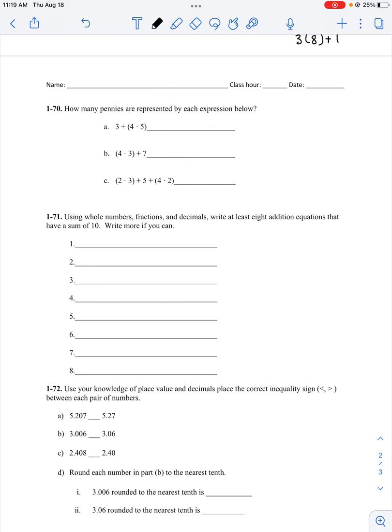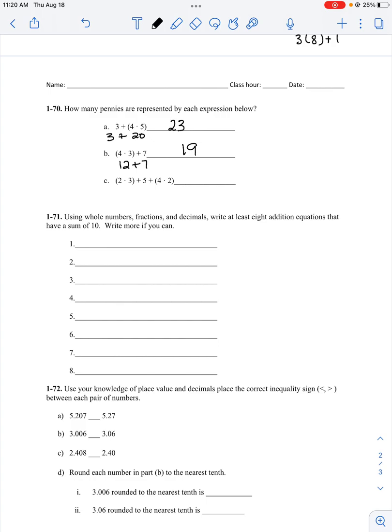How many pennies are represented in each expression below? Okay, order of operations says I'm going to do any multiplication first. So I'm going to look at 4 times 5 first. 4 times 5 is 20 plus 3 gives me 23. Part B, 4 times 3 is 12 plus 7. 12 plus 7 is 19.